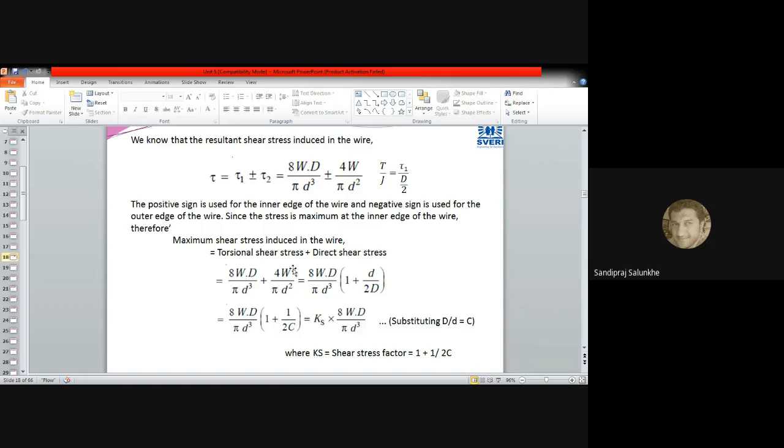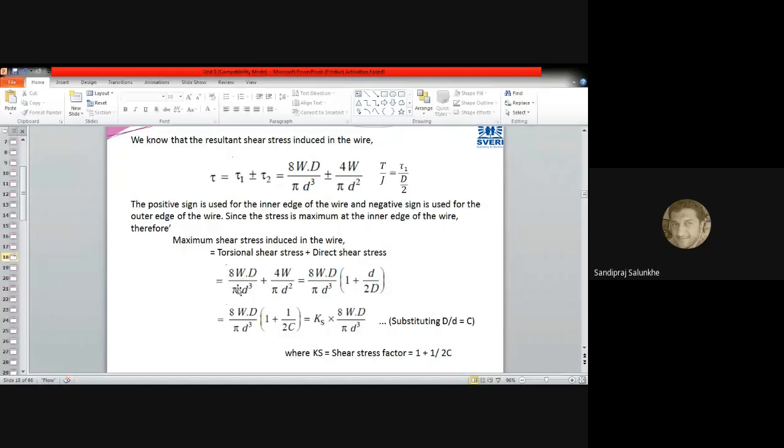Now further, if you are going to solve this equation, we will consider the maximum shear stress, and maximum shear stress is nothing but when we are adding these two. If we subtract this tau 2 from tau 1, it will become minimum. We are going to design this spring for maximum shear stress. So maximum shear stress is 8wd, capital D, divided by pi small d cube plus 4w divided by pi small d square.